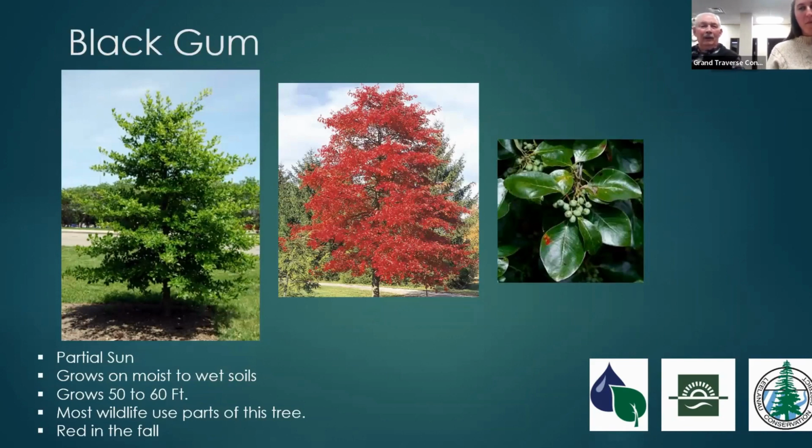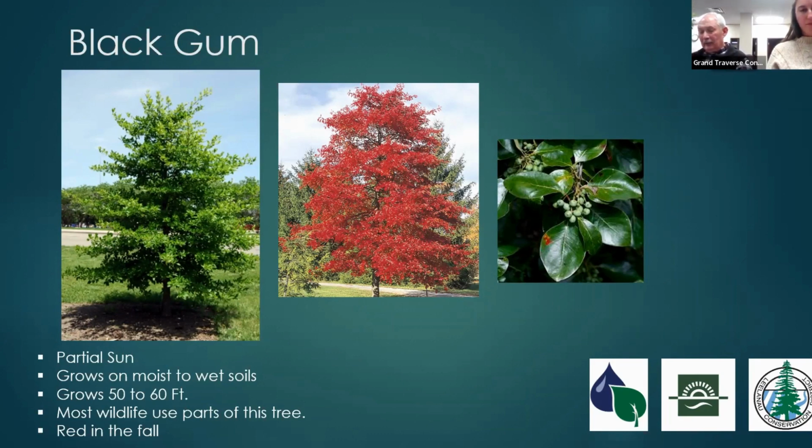Black gum, it's a beautiful tree. The first one I was introduced to was in a biology class when I was in college, and it was on a sandy site. The water table was somewhere around 3 to 5 feet down, and it was just vibrant red. They like to grow in partial sun. It grows on, again, moist soils up to 50 to 60 feet. Most wildlife use some parts of this tree. And again, it's extremely red in the fall.